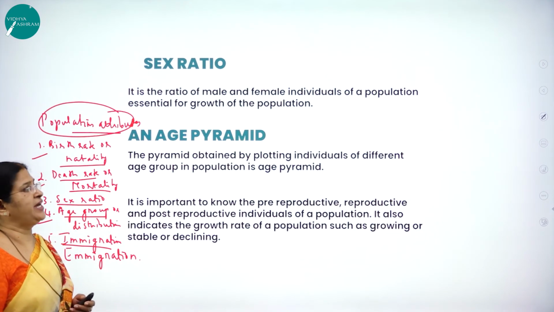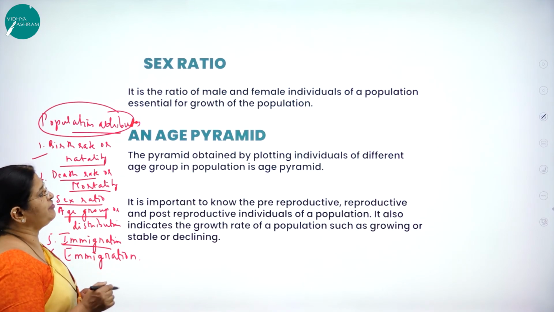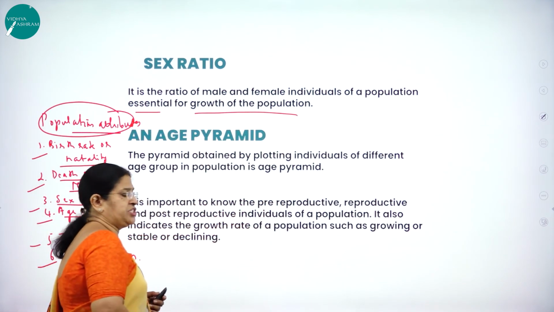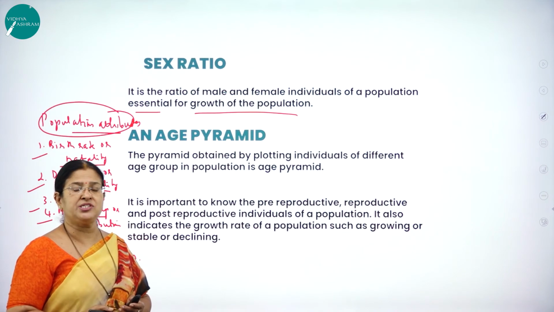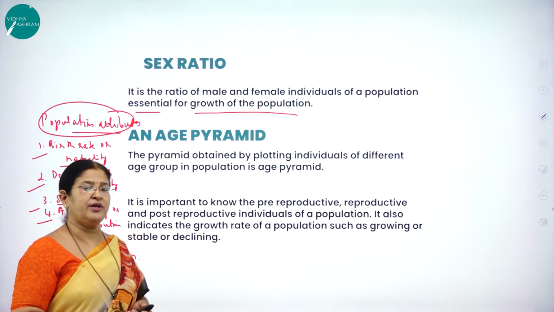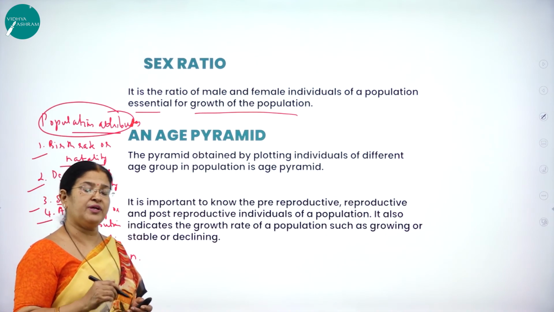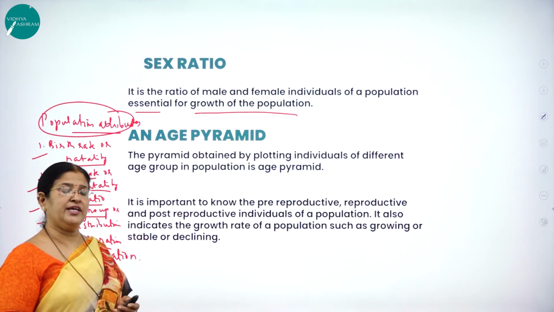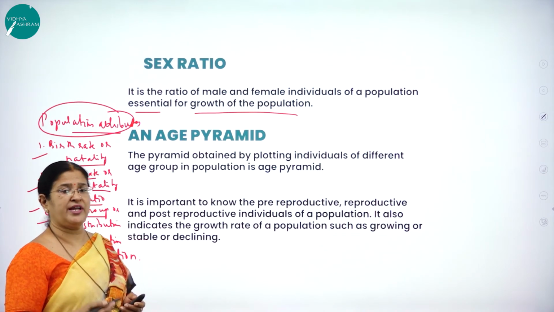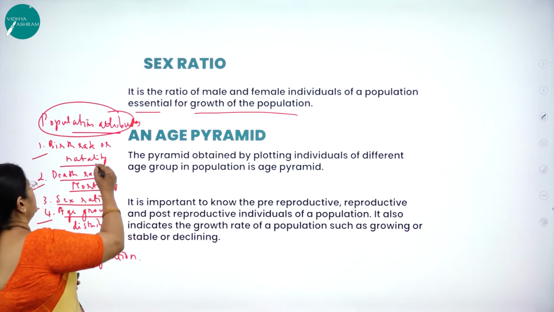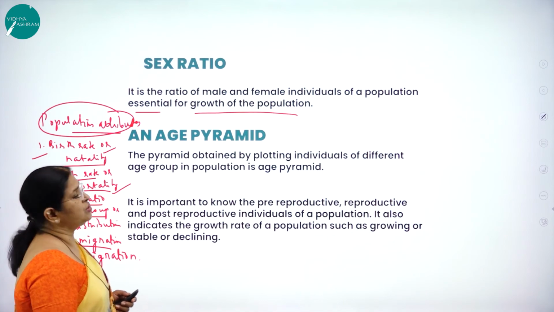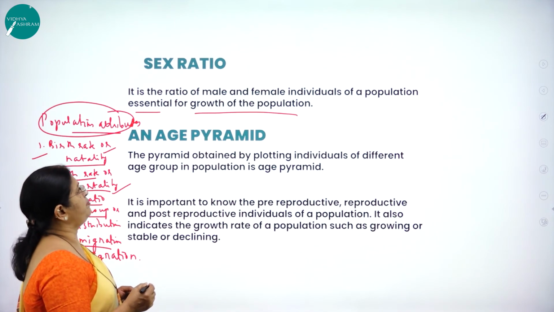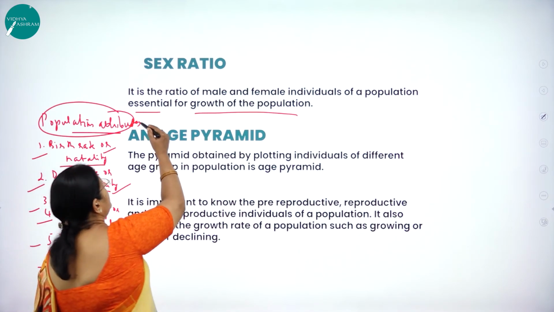What is sex ratio then? It is the ratio of the male and female individuals of a population, essential for the growth of a population. I think all of us know that the population is not stable. It may increase or it may decrease. What is the reason for the decrease of the population and what is the reason for the increase of population? The decrease or increase of the population depends upon the birth rate and the death rate. So what is sex ratio? It is the ratio of male and female individuals of a population essential for growth of a population.